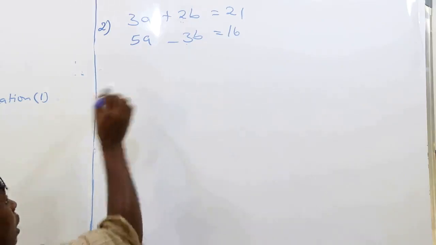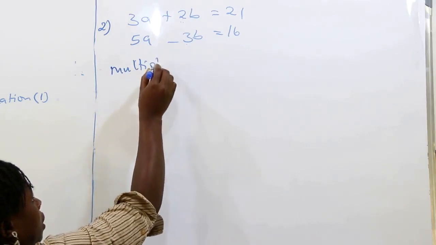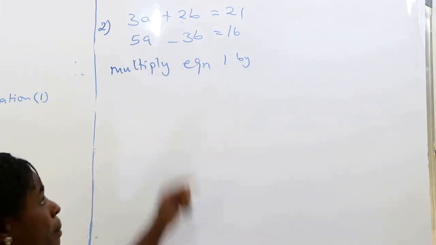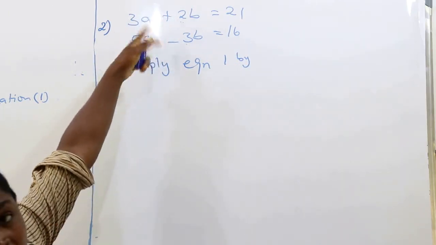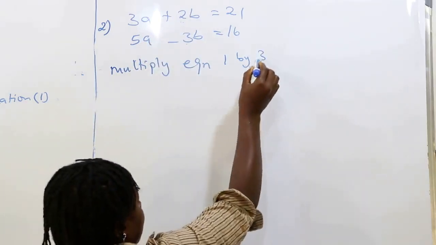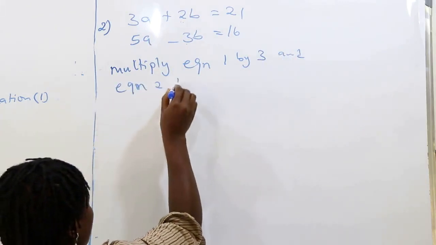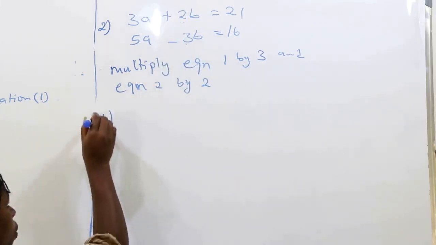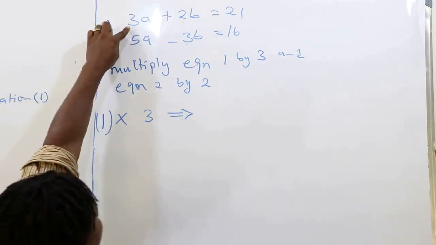Okay, so now let's multiply. In this case, we say what? Multiply equation 1 by a particular number. I think their LCM here will be 6. So we multiply equation 1 by 3 and equation 2 by 2 to make them the same. So this is what I'm trying to say. Equation 1, we multiply it by 3. So if you multiply this by 3, this is what we get.